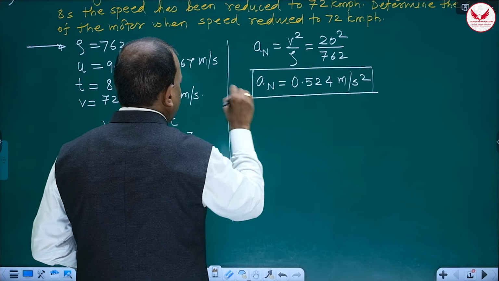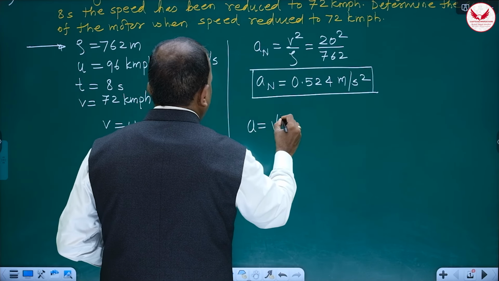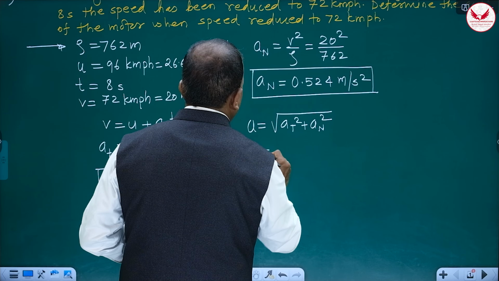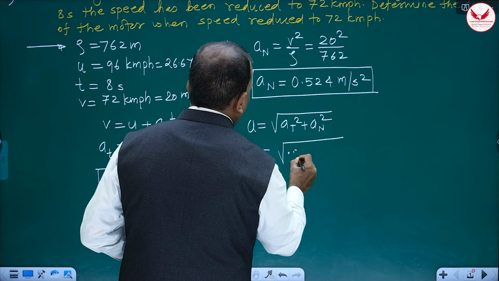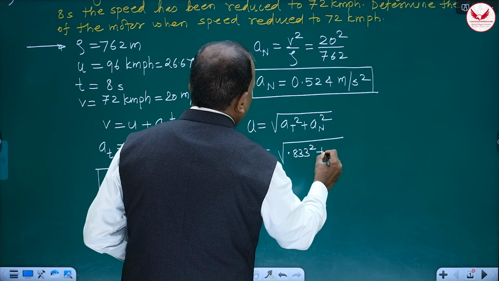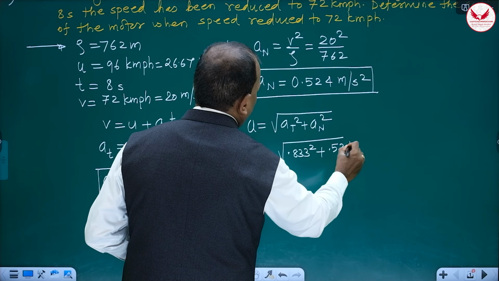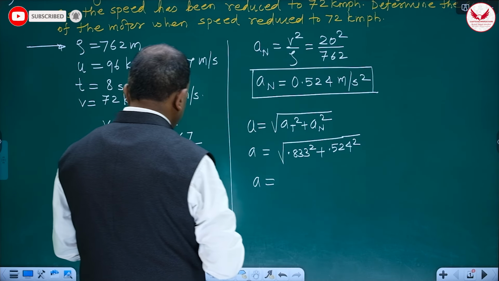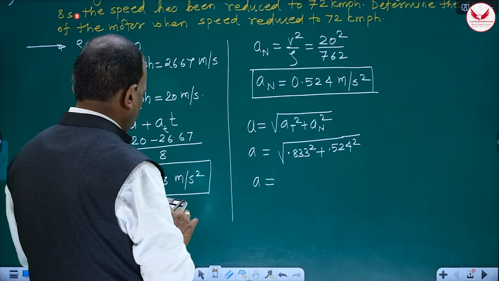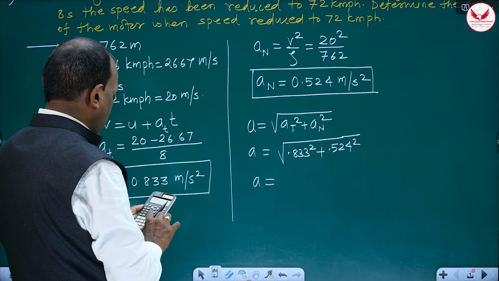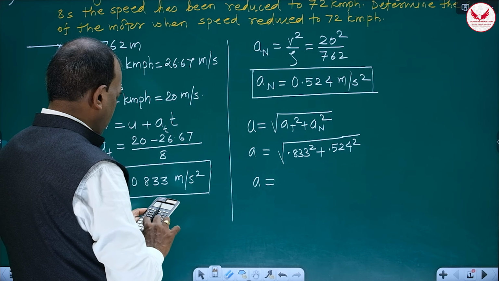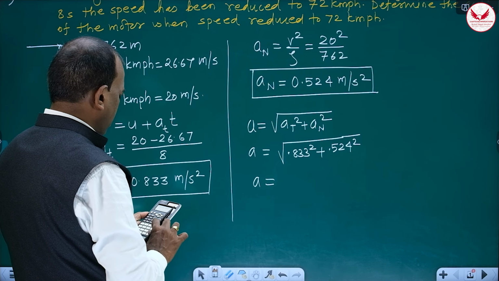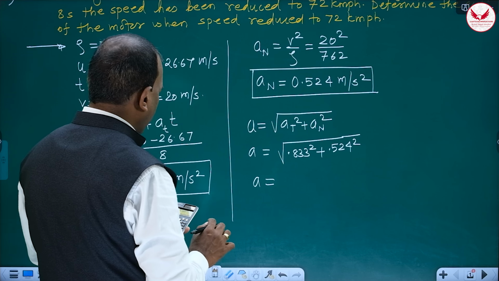It is not constant. Means at this moment we have to get A, which is going to be root of at square plus an square. at is 0.833 square plus 0.524 square. And from this we'll get A. 0.833 square plus 0.524 square is equal to 0.894.